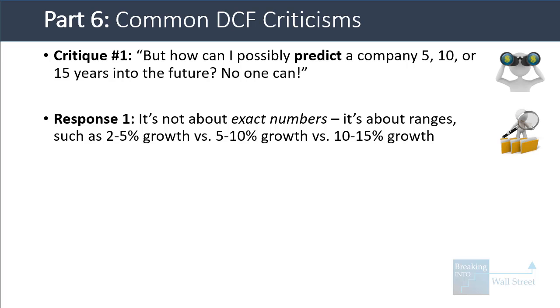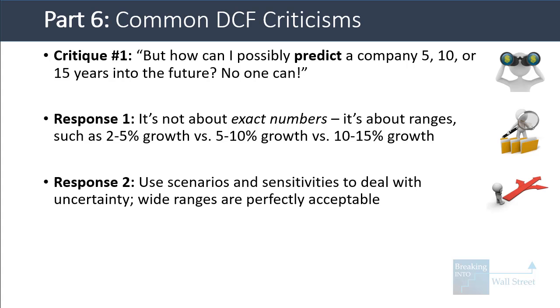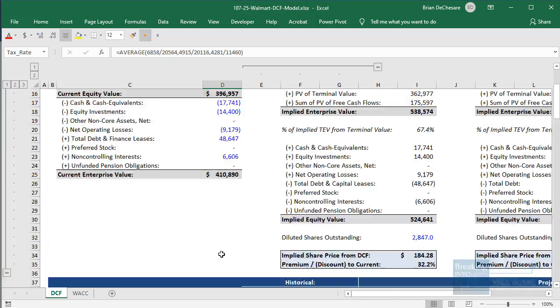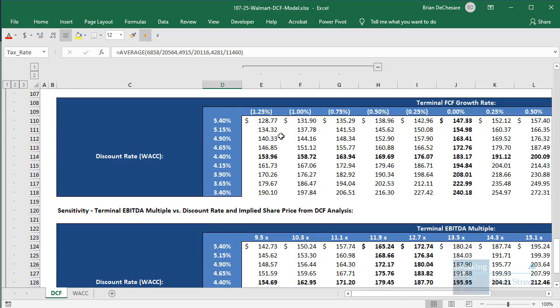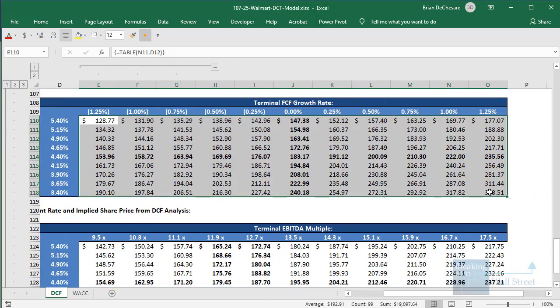There are some examples of how to do this in the models for Snap and Uber if you want to see some high-tech or tech startup-like examples. You can also use scenarios and sensitivities to deal with uncertainty. It's not wrong if you have a very wide range of values in your analysis. Now, if the company is mature, like Walmart, you probably don't want that. You probably don't want this going from $5 per share to $500 per share. That would be way too wide for a company like this.